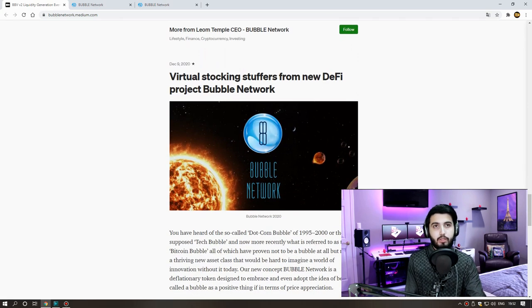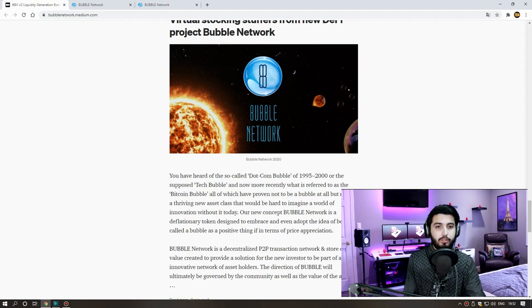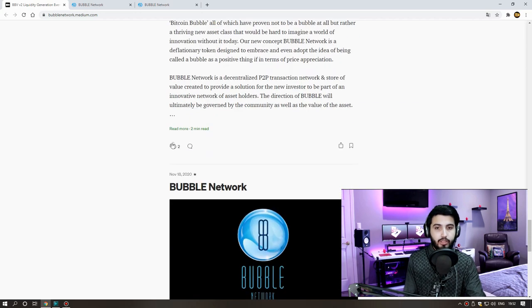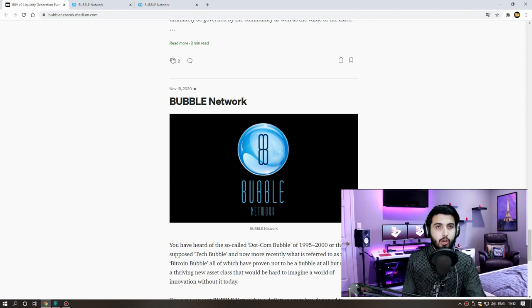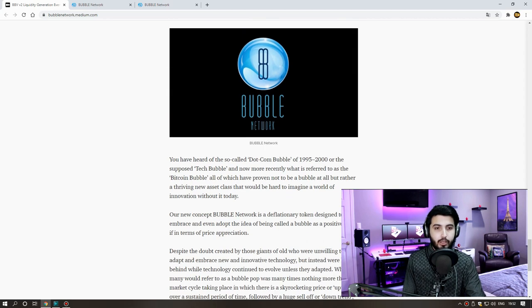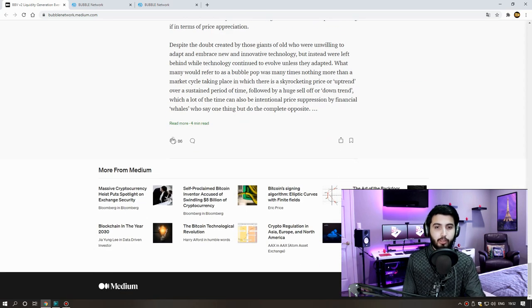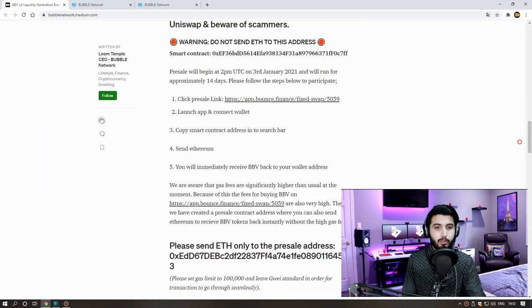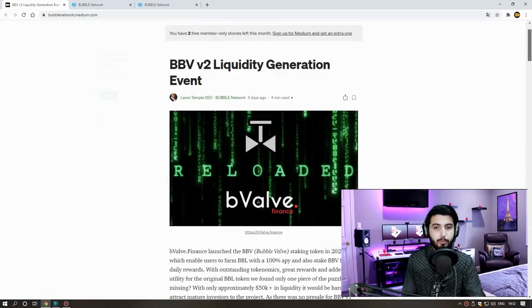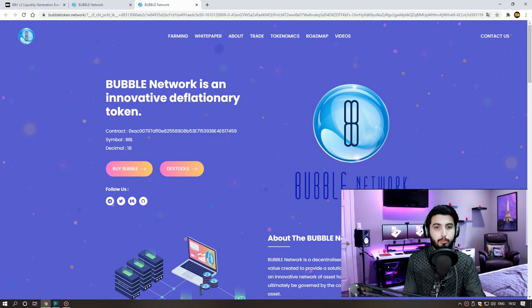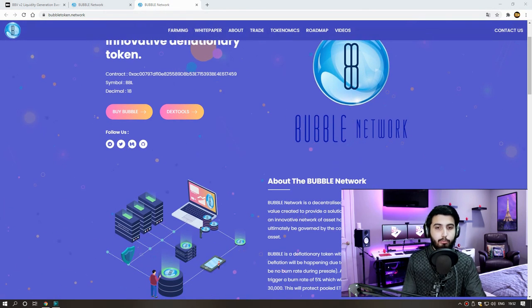As a result of this, a decision was made to relaunch the BBV token by creating a version 2 with a new contract and conduct a pre-sale to raise funds for liquidity. We believe this will be a benefit not only to BBV investors but also to BBL holders, as we can use Ethereum raised to support both tokens.